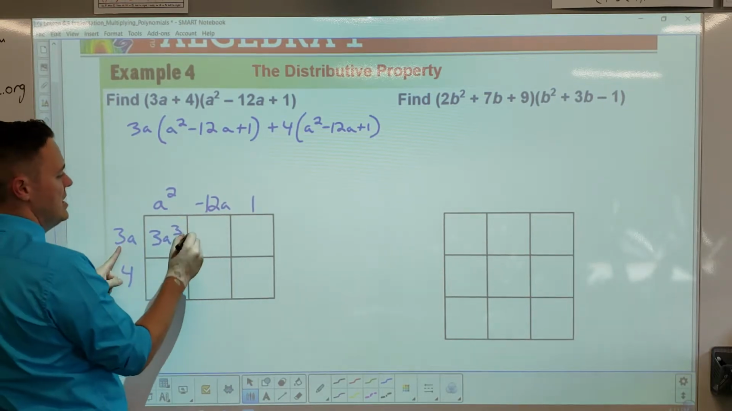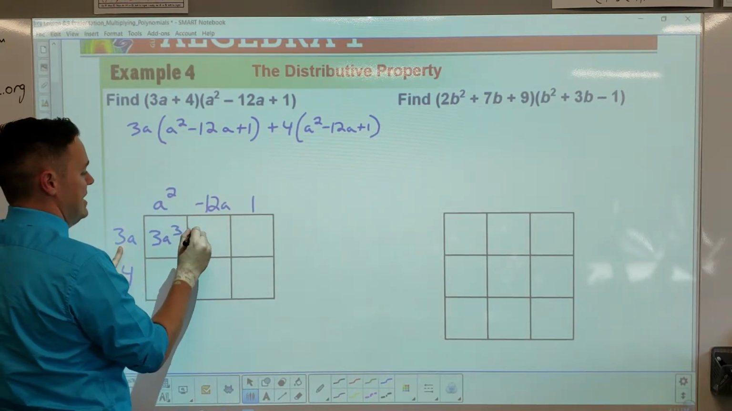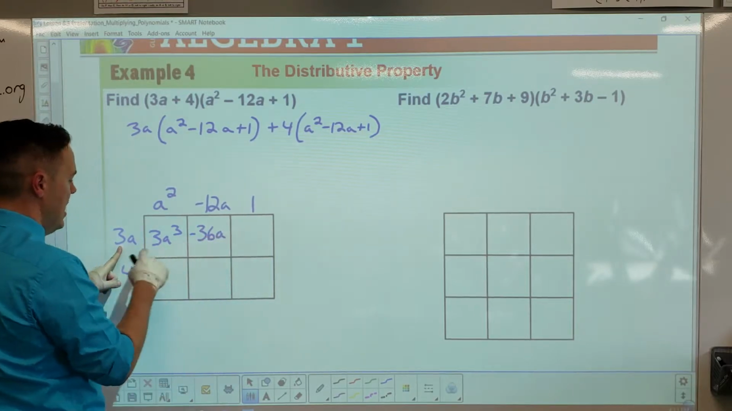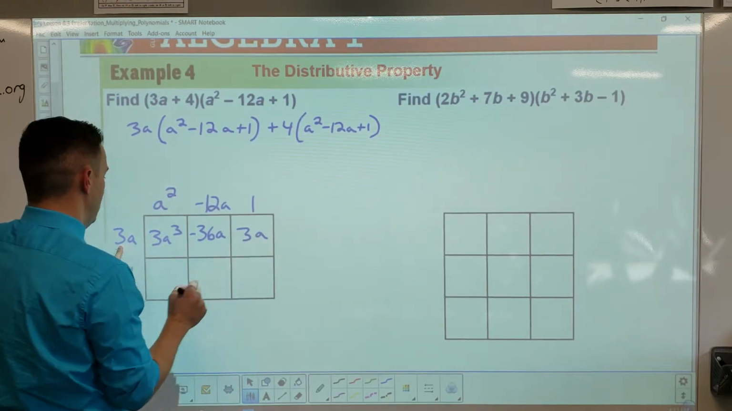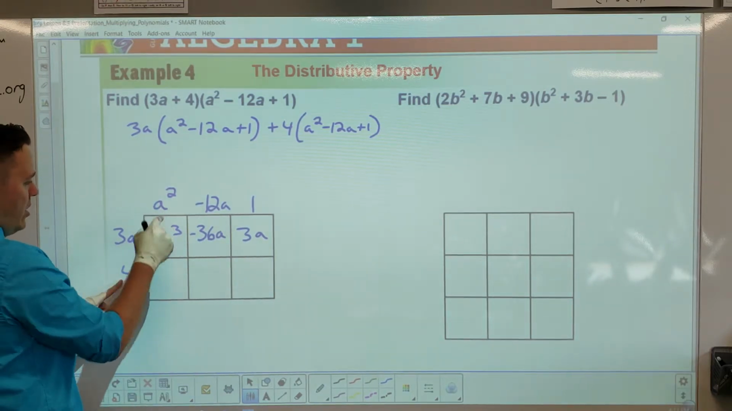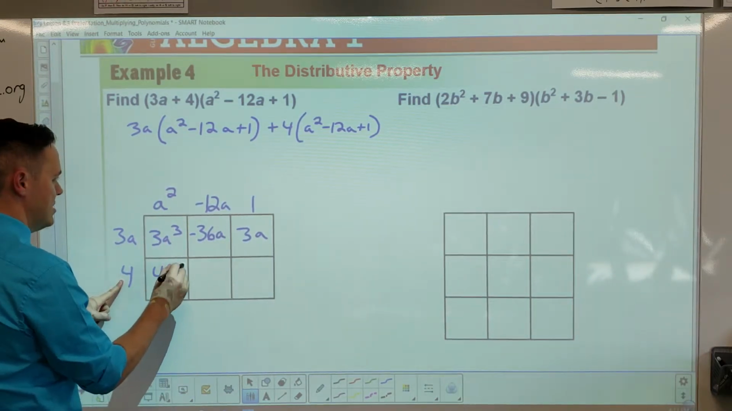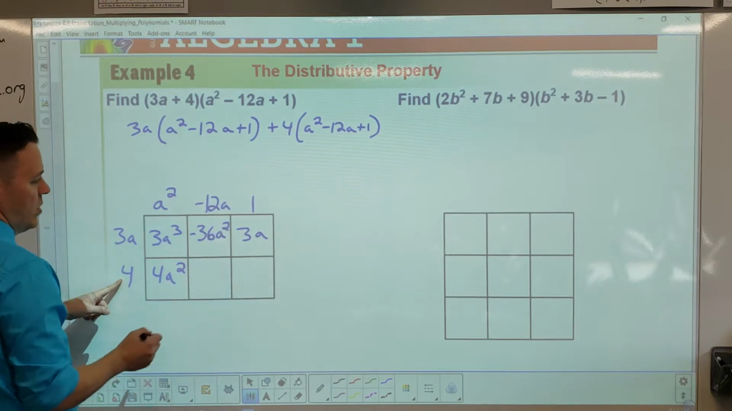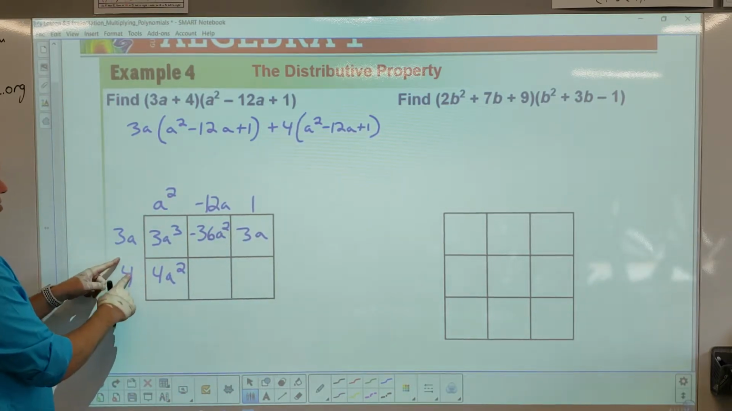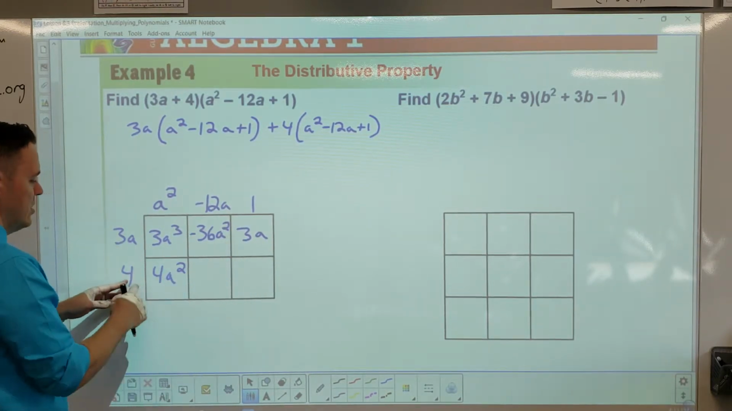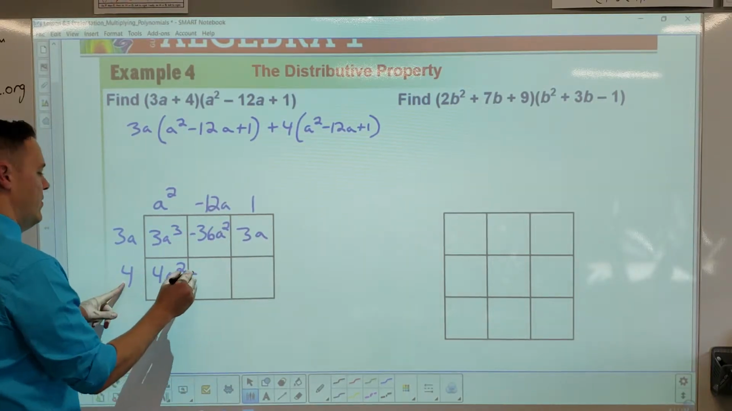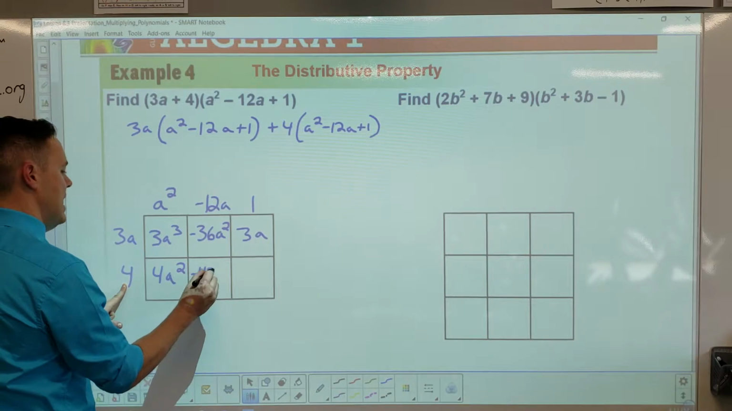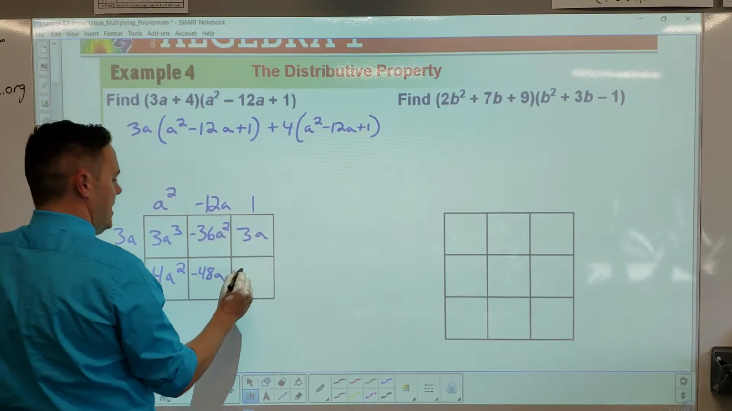12 times 3 is actually 36, negative 36a. And then the last piece here would be 3a. All right, next, 4. So 4a squared. Oops, I messed up. That's a squared. 4a squared, because a times a would be a squared. So 4a squared, 4 times this would be negative 48a, and then this would be 4.